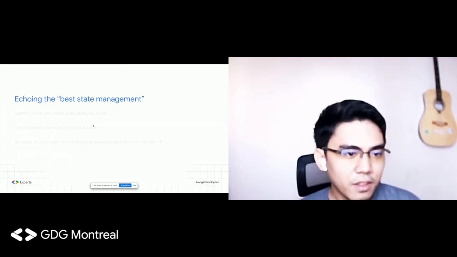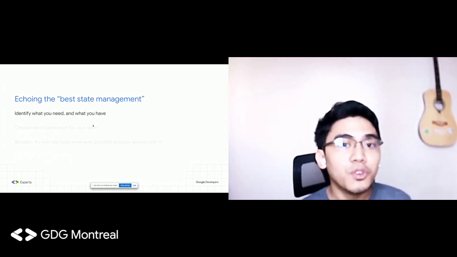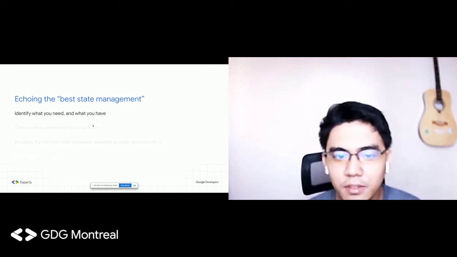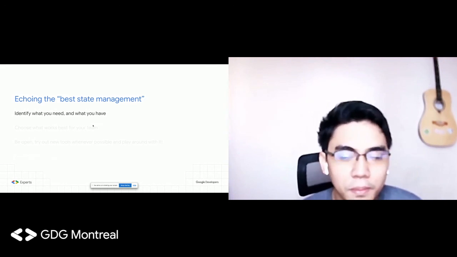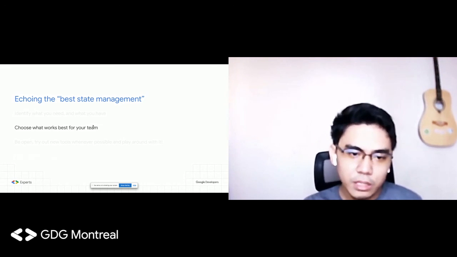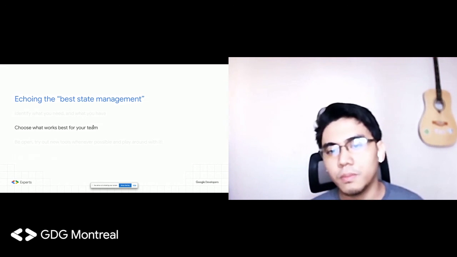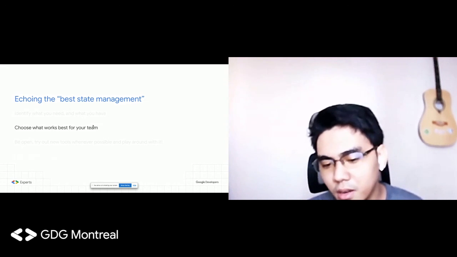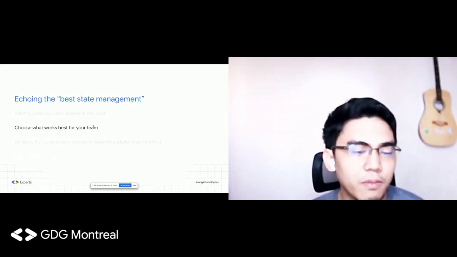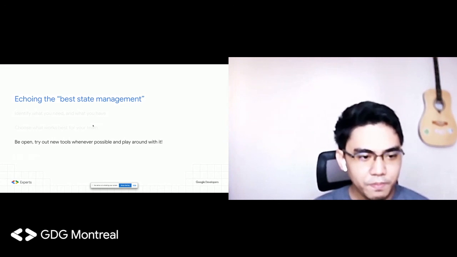And now echoing the best state management, really you just have to identify what you need and what you have. Really just determining what you have in terms of the projects that you want to build, the budget that you have, the timeline that you set. Choose what works best for a team, because this state management will define how you would typically build your application, whether you're going to build it in a much slower or faster way. That affects your developer experience and productivity of your entire team.